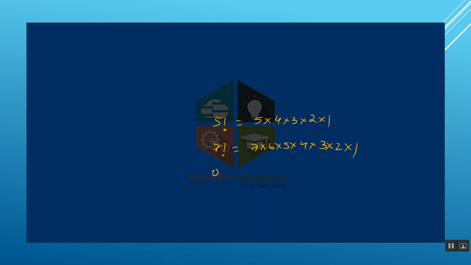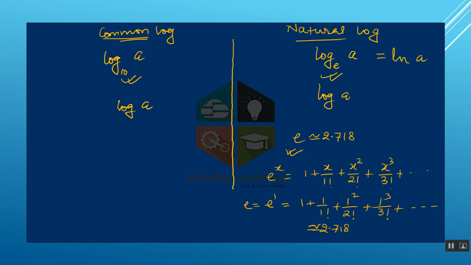0 factorial is by default defined as 1, 1 factorial is 1, and thereafter 2 factorial means 2 into 1, 3 factorial means 3 into 2 into 1. The factorial is not defined for negatives or decimals. So I told you about factorials, and you can try to evaluate this and check yourself whether it is 2.718 or not.